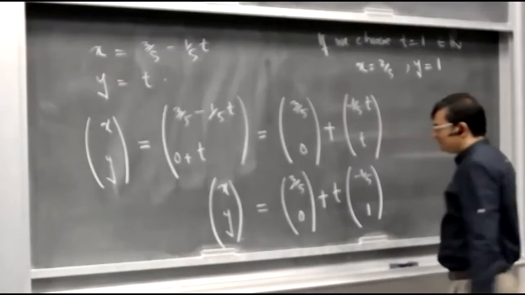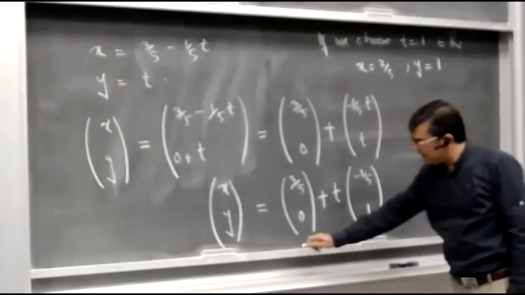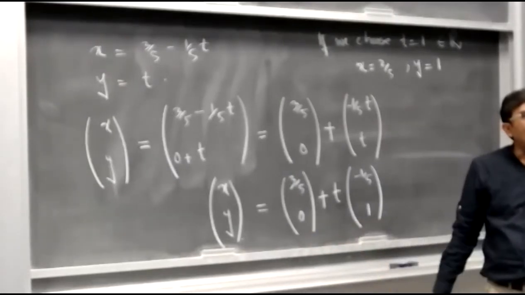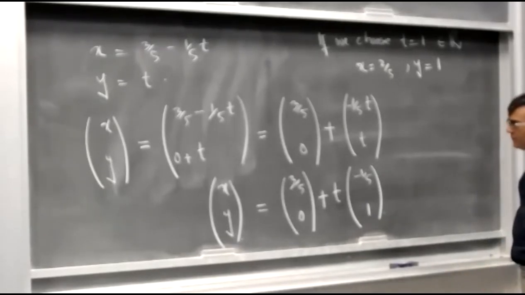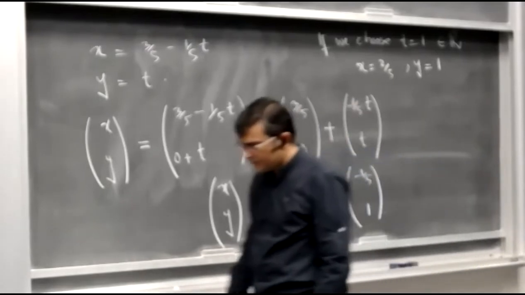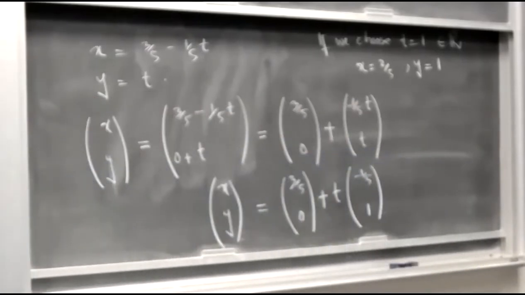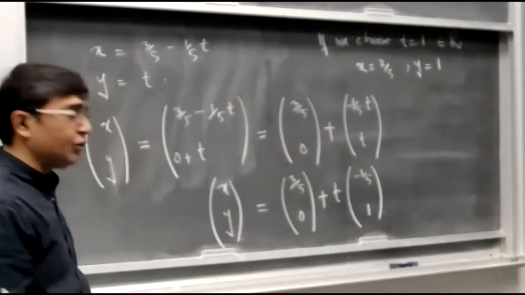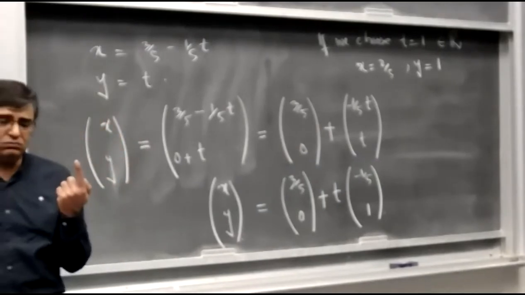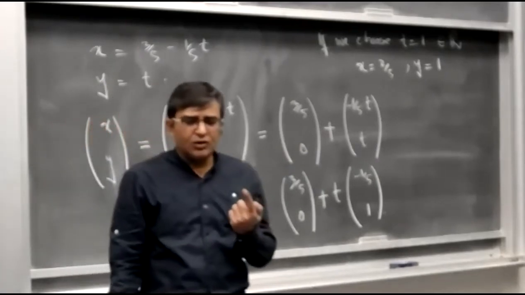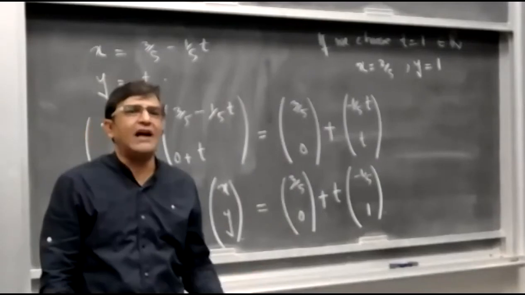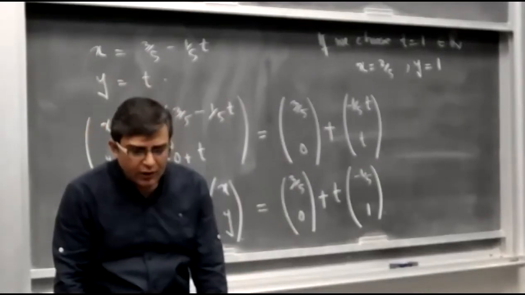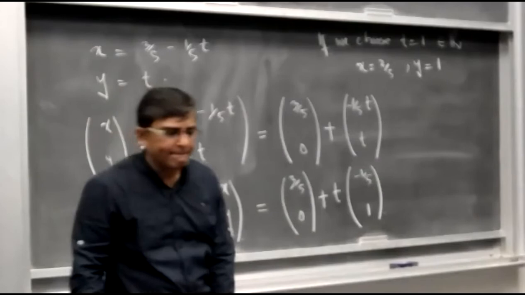Now, in fact... Excuse me, sir. Ji, beta. Ji, bole. Sir, ye hum parametric wala jo tarika hai, ye hum normally bhi karenge ya sirf tab karenge jab infinitely many solutions ho? You can do it only if you have infinite many solutions. If you have a unique solution, you'll have only one solution. You can't write that solution in a parametric form because there is no parameter involved in that solution. Okay, sir. Thank you.